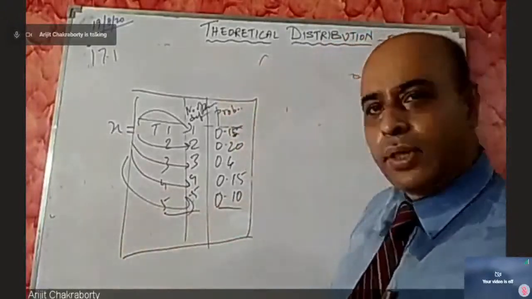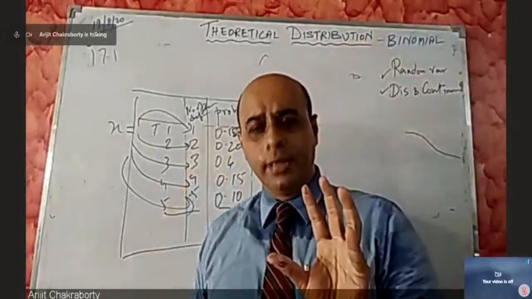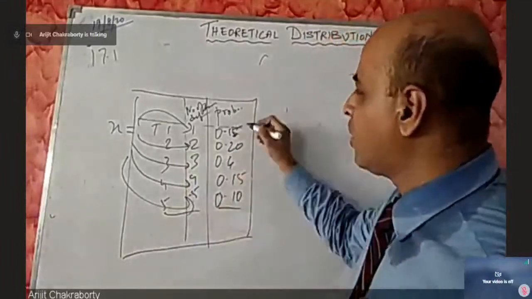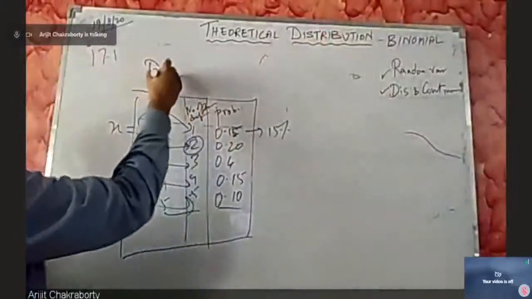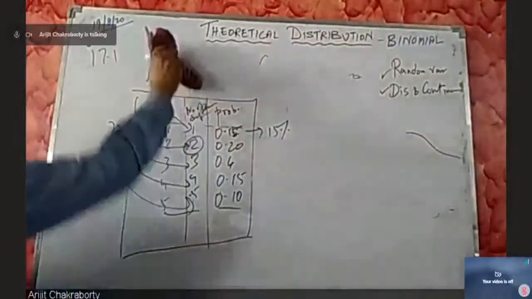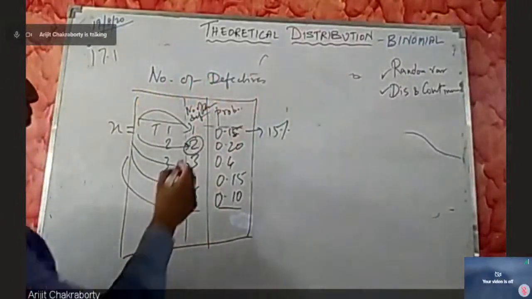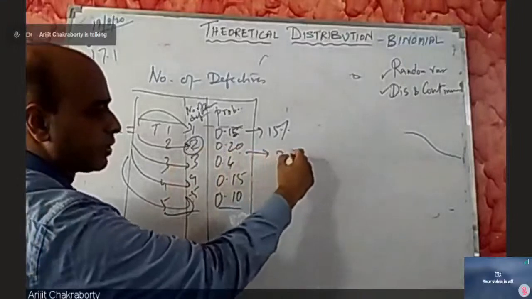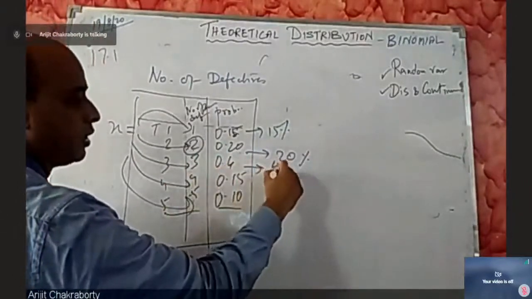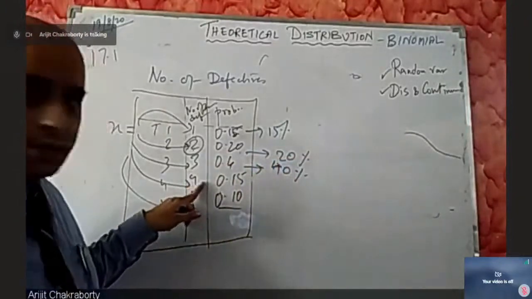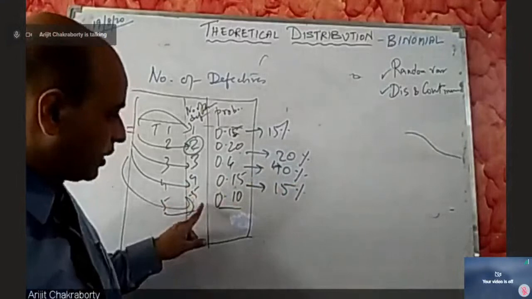So now if you see, the probability that x is 1, that is 1 defective, is 0.15. That means in 15% of the cases, 0.15 I can say as 15%. 0.20, so the probability that number of defectives, this particular graph which I have drawn shows you the number of defectives. So the probability that there are 2 defectives is 0.2, so this means 20%. The probability that there are 3 defectives, say it is 0.4, so this gives me 40%. The probability that there are 4 defectives, that is x is 4, is 15%. The probability that there are 5 defectives is 10%.